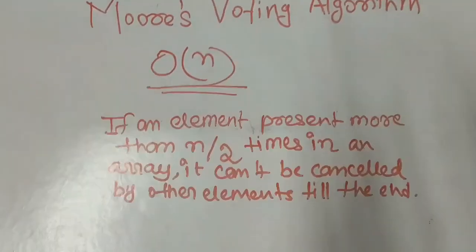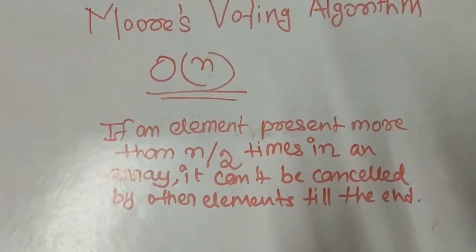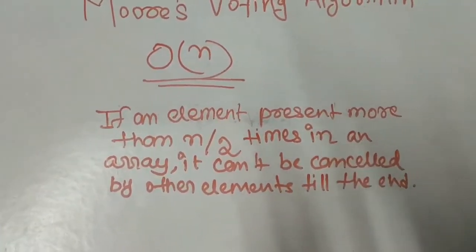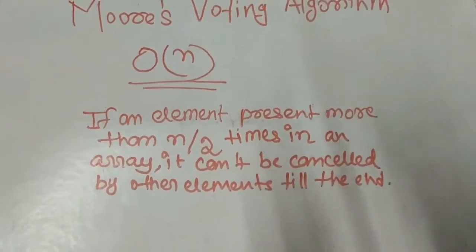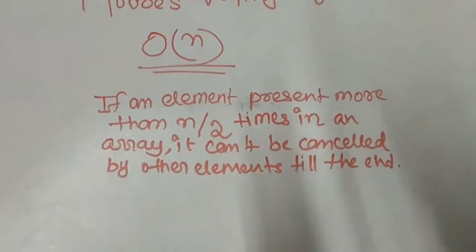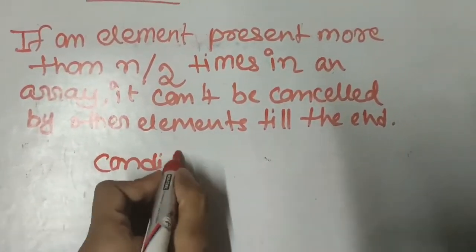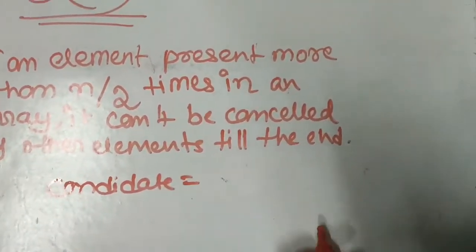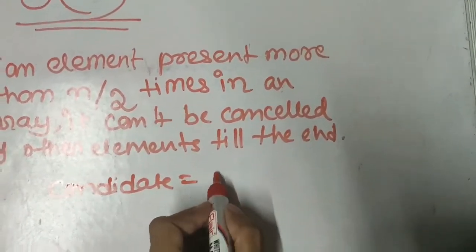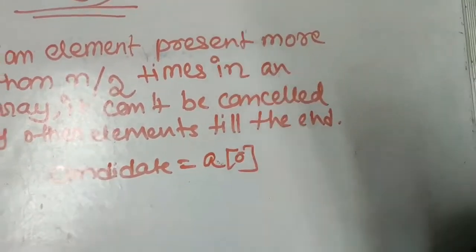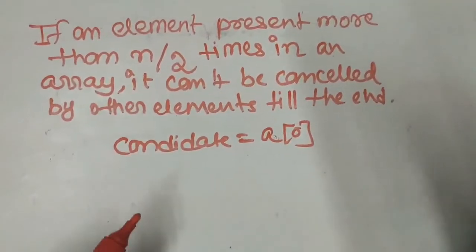Let me explain this. Simply, if an element is present more than n by 2 times in an array, it cannot be cancelled by other elements till the end. So suppose there is a candidate, and suppose the first element present in the array is the candidate. So what will be our logic?